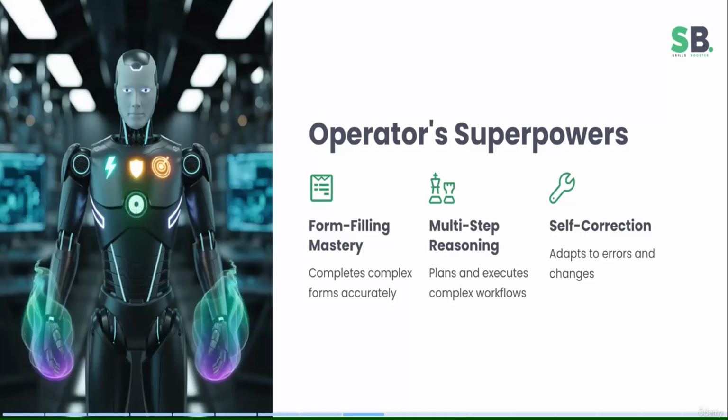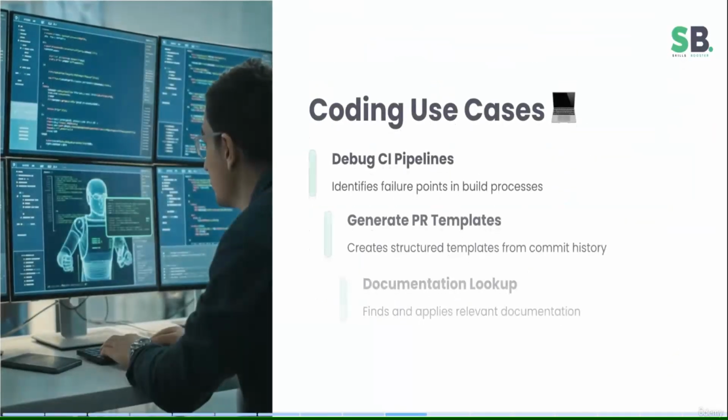It's about form filling mastery. Operator completes complex forms accurately. You have multi-step reasoning, which is amazing when you need to do deep research before you decide what to do. For example, what is a good hotel for a big family with 3 kids, who are 3, 7, and 9 years old. This is my case study. And you can go through the plans and execute complex workflows. Of course, it's about self-correction. It adapts to errors and changes. So you can deep dive into each step and understand what is going on.